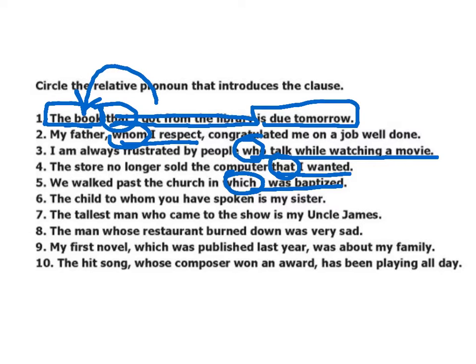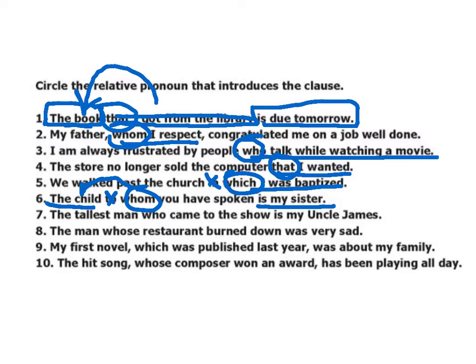Number 6. The child to whom you have spoken is my sister. You've got whom. Now you notice, just ignore these pronouns in these clauses here. The child to whom you have spoken is my sister. The child is my sister. This is the independent clause. The child is my sister. But which child is it? The one to whom you have spoken.